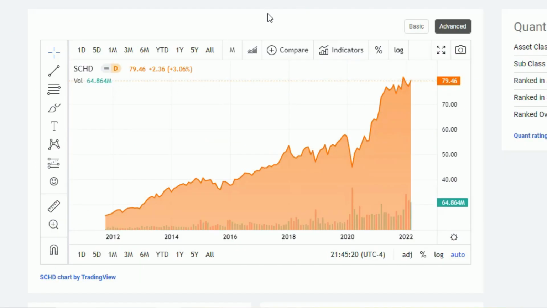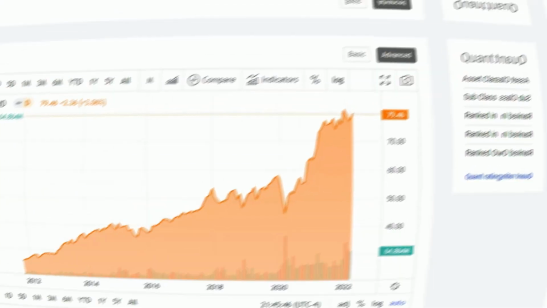Over on Schwab's Seeking Alpha page, here's what their data would look like. They started at $25. That was their market price in October of 2011. 10.5 years later, it's pretty much been all uphill, and in January, their slide was not as drastic as Qyld. So $25 is their market price, and 10.5 years to be able to increase to $79.46.